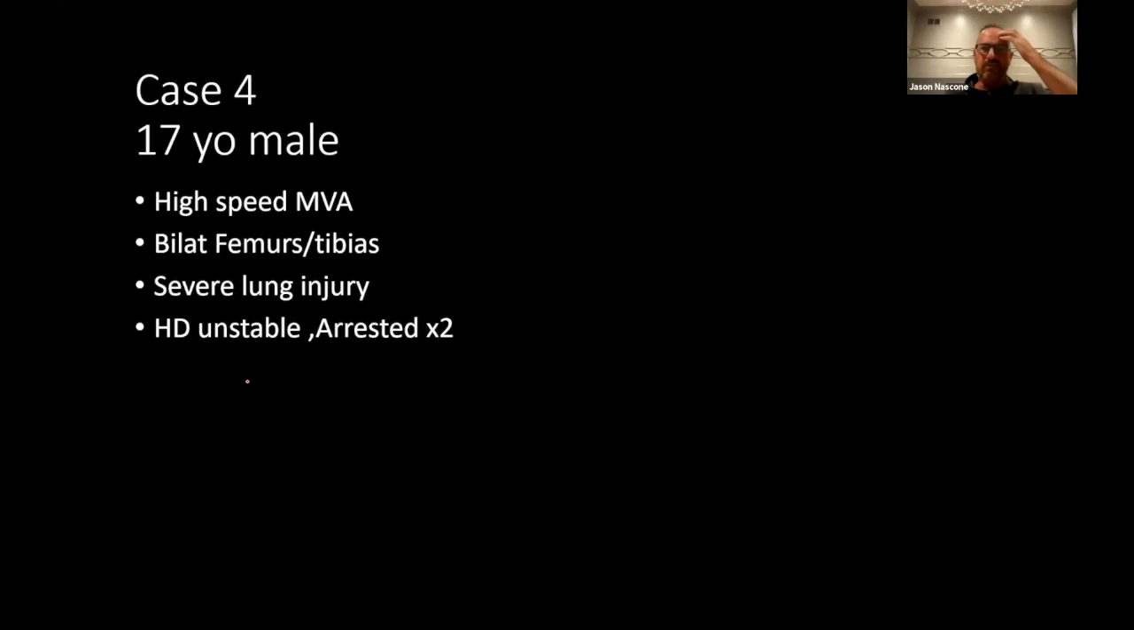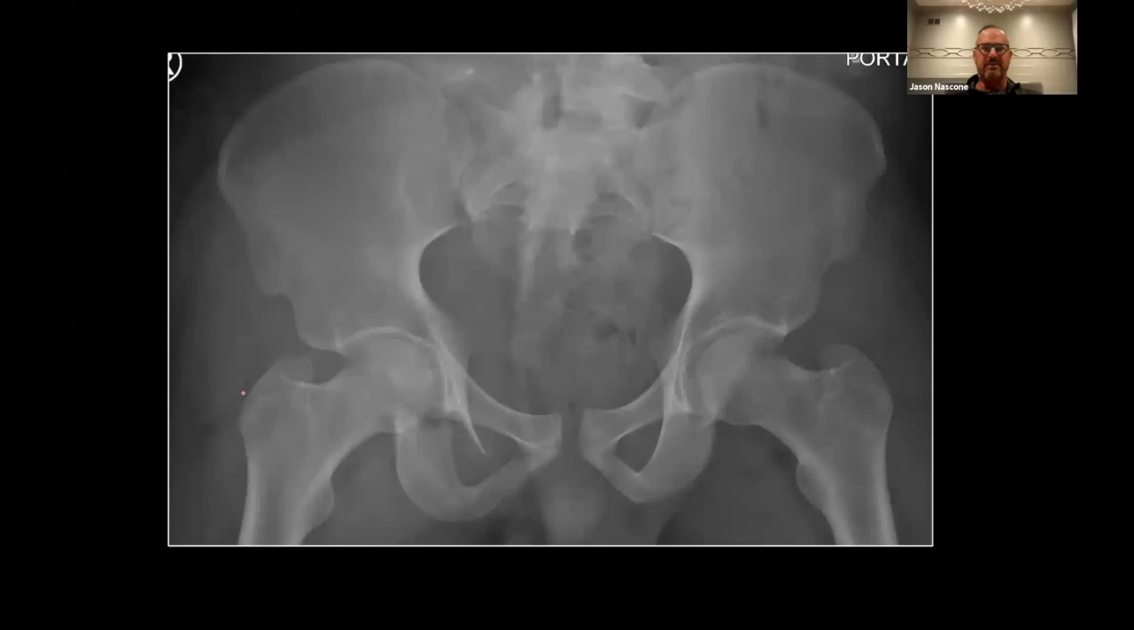This is a 17-year-old kid. He's in a high-speed crash. Another one, real sick. He arrested twice in the field. He's hemodynamically unstable. Sort of the real deal. Bilateral femurs, tibias, and so he comes in with his pelvis fracture, and we'll ignore this low posterior column thing that he has here in the back.